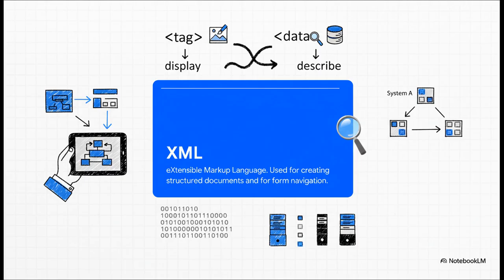Now, don't mix this up with HTML. HTML tells a web browser how to display something, make this text bold, put that image here. XML is different. It describes what the information actually is. This isn't a headline, it's a product name. This isn't just a number, it's a price. This makes it perfect for computers to share data with each other.